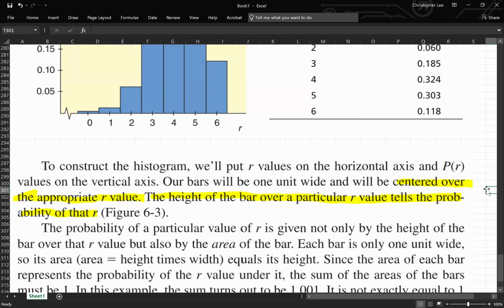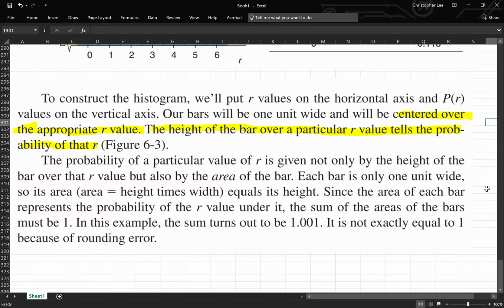So each bar is only 1 unit wide, so its area is equal to height times width, equal to its height. Since the area of each bar represents the probability of the R value under it, the sum of the areas of the bars must be 1. In this example, the sum turns out to be 1.001. It is not exactly equal to 1 because of rounding error. All right.